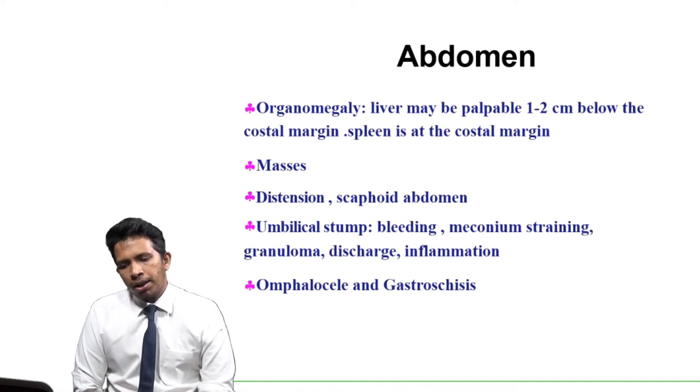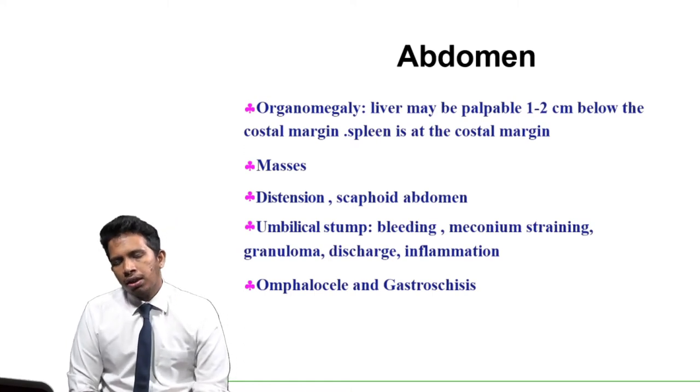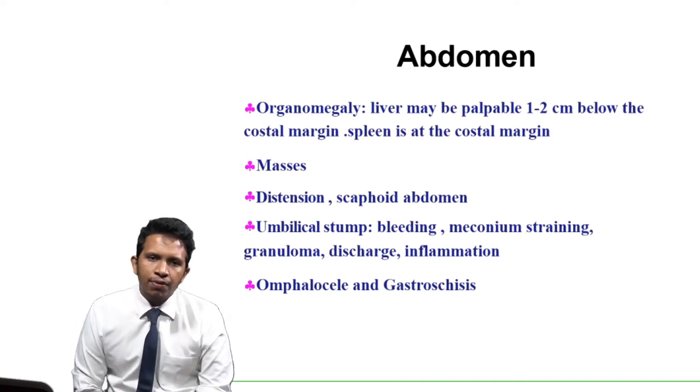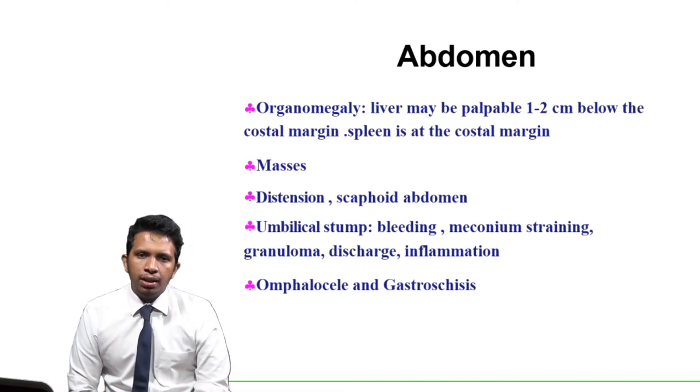In the abdomen, what are we going to look at? We are going to look at the appearance of the abdomen first. How does the abdomen look? What is the size of the abdomen? Is it distended? What is the shape of the abdomen? Normally it's supposed to be a scaphoid shape, but if it's protruding out, then see if there are any dilated veins.